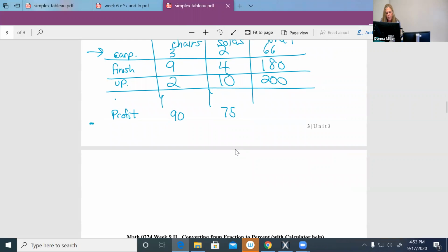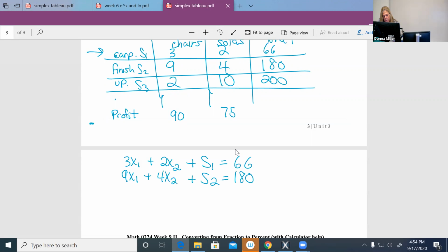So if I just read across the rows, it's 3x1 plus 2x2. I'm going to add a slack variable, right? So how do I do that now? So the first slack variable would be the leftover carpentry, right? This is like S1, S2, S3, right? Just to get it. So plus the leftover carpentry equals 66. Is that all right? Second equation, 9x1 plus 4x2 plus the second slack variable would equal 180. All right.